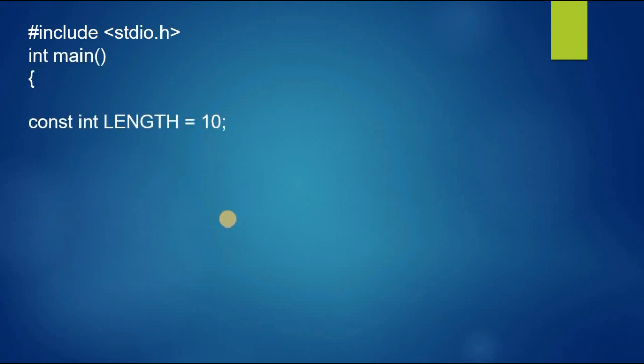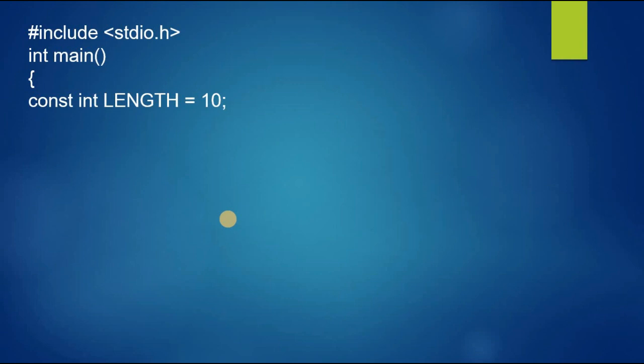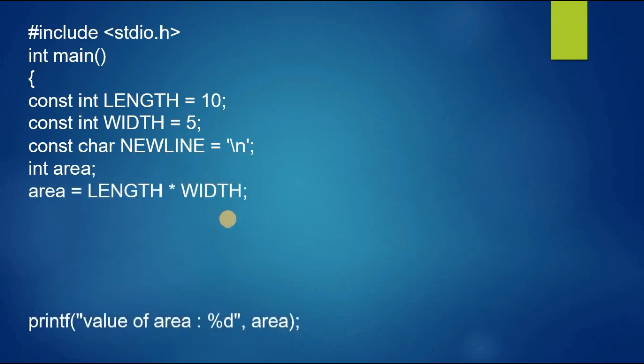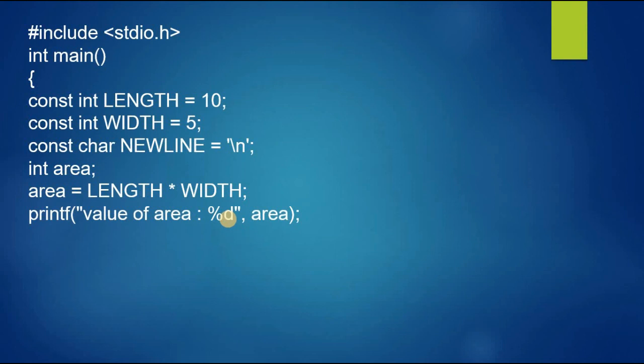Inside the main function, we are declaring the variables by using the const keyword. Length is equal to 10, width is equal to 5, then char newline \n, and integer variable area is equal to length into width. Then we print the result for area, then printf newline, and return the value 0.